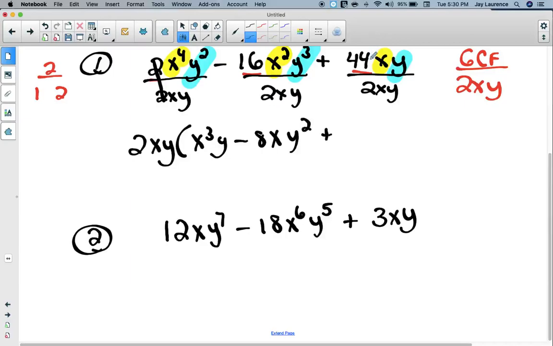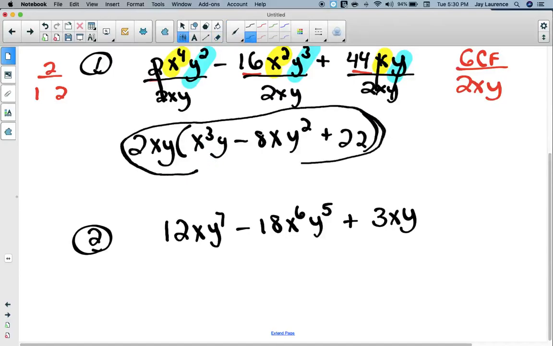All right, and finally, this last term, 11. Oh, no, 22, silly me. 22, sorry about that. So that'd be 44 divided by 2 is 22. The x's cancel and the y's cancel. This is completely factored. This cannot be factored anymore. That's all you can do, is pull the GCF out.